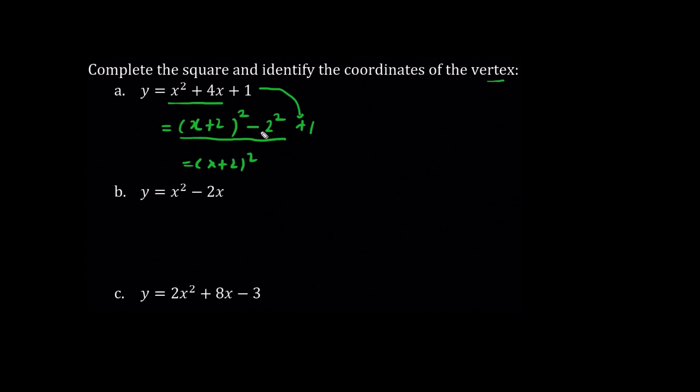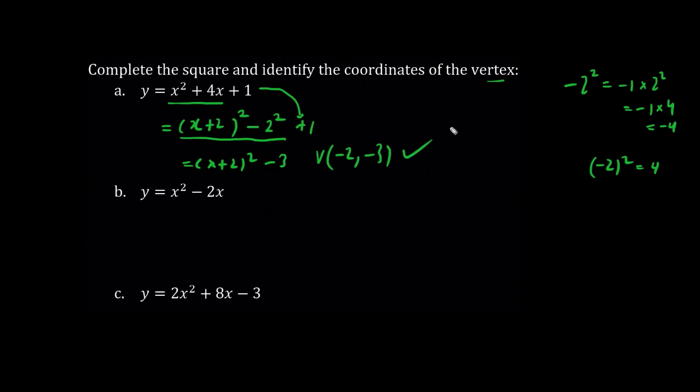So we have x plus 2 squared minus 4. Remember that minus 2 squared equals minus 1 times 2 squared, which is minus 1 times 4, which is minus 4. Do not confuse this with minus 2 squared, which is just 4. So we go minus 4 plus 1 is minus 3. Thus, the vertex is the opposite of positive 2, which is negative 2, comma, the same value here, which is minus 3. We have the vertex.